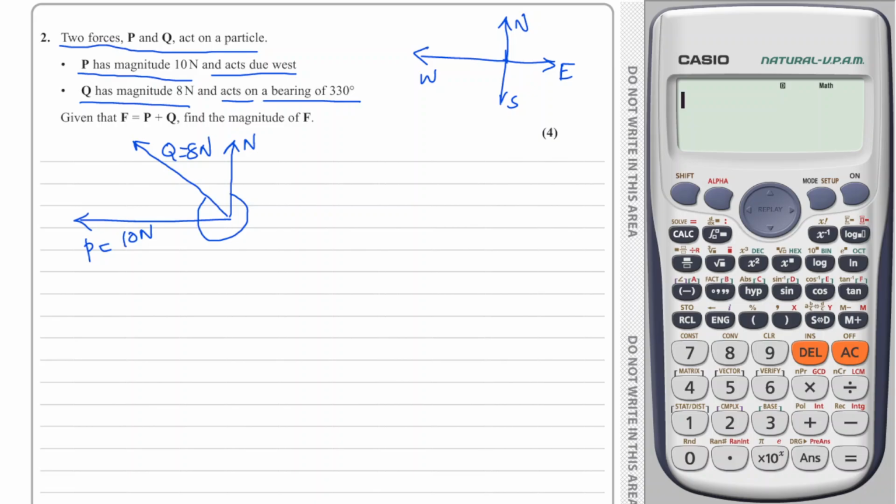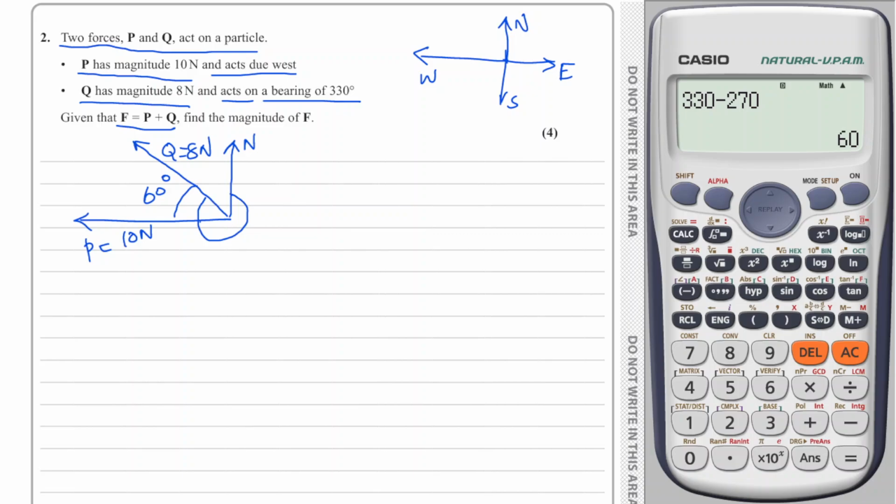Now we need to identify the angle between these two forces. That value can be calculated by 330 minus 270, which is equal to 60, because from this point to here, this is 270 degrees. So 330 minus 270 gives 60 degrees. Now we write the two forces as two sides of a triangle, and the closing side will be the F force, the magnitude of F, because F is equal to P plus Q.